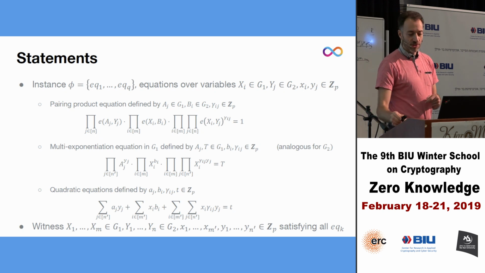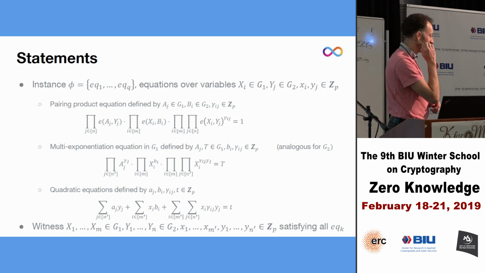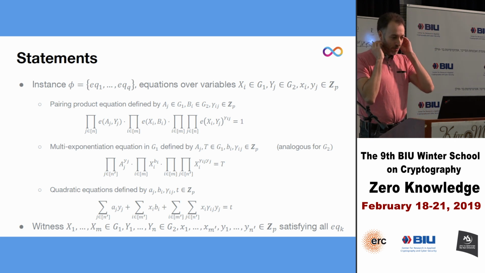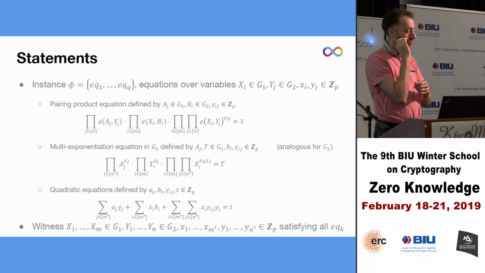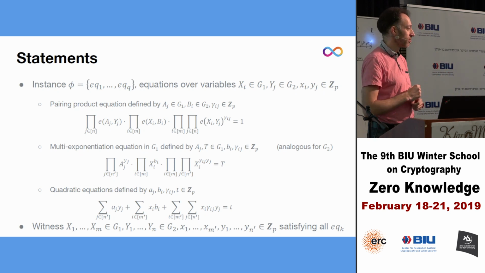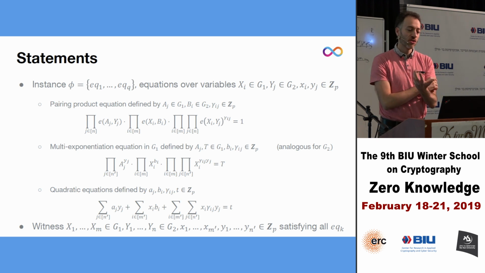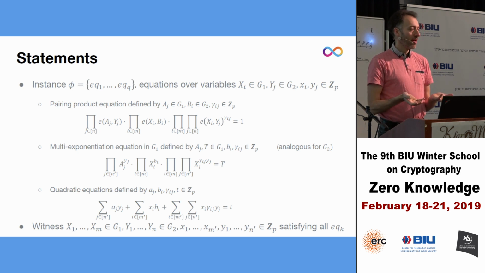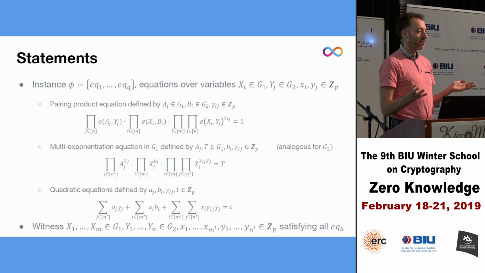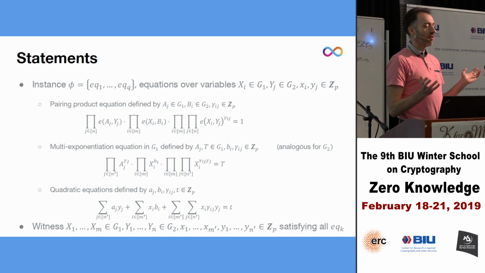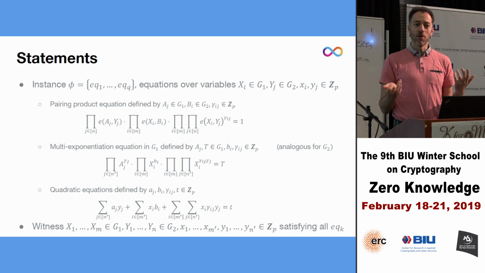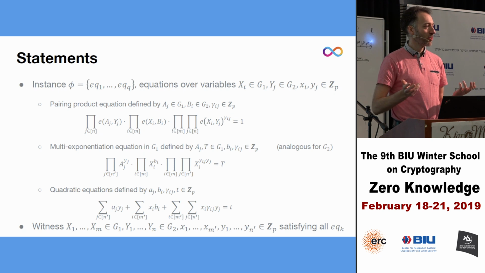Okay, so then which kind of statements can we prove, right? So now it gets a little complicated. We're going to look at instances that have a lot of equations, okay? So let's say we have Q equations, okay? And all of these equations will be over some variables. Think of this as trying to formulate any kind of statement you could be interested in when you're working with a bilinear map, right?